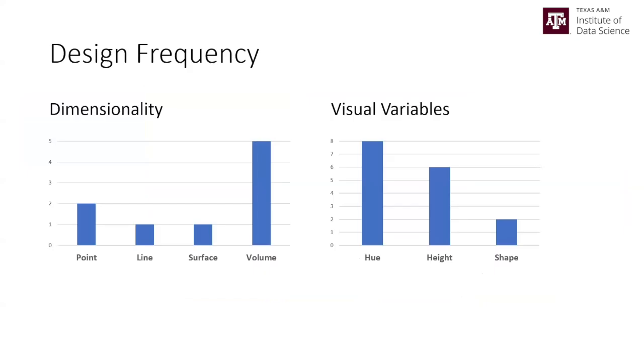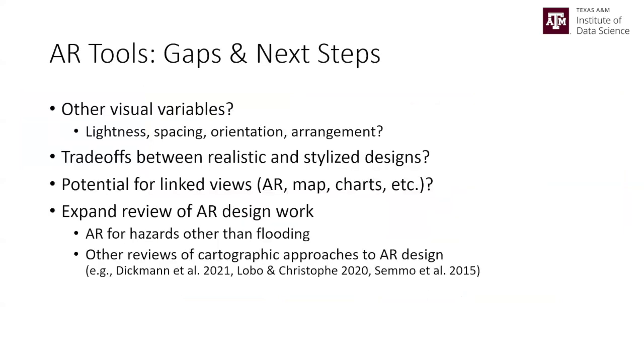So I'm still kind of working through this lit review and thinking about what others have done to inform my own work with ARKit. You can see that so far, most of the work I've found has used volumes, mostly with color to show flooded areas. Height, as you would expect, is also frequently used. So I'm going to think about what other design methods, again, informed by my work in cartography, might be useful here.